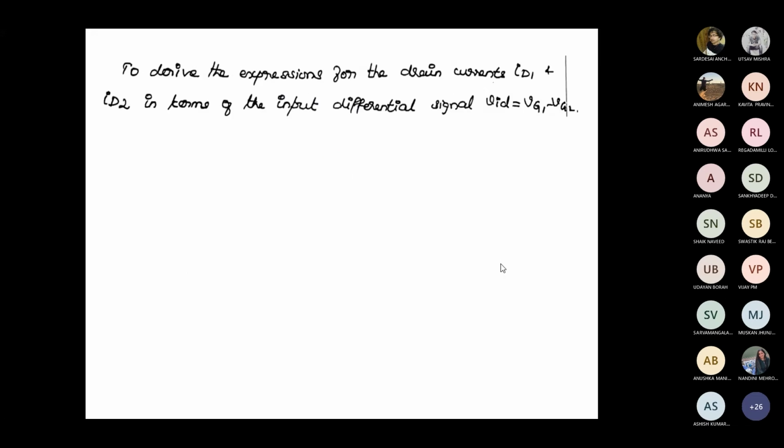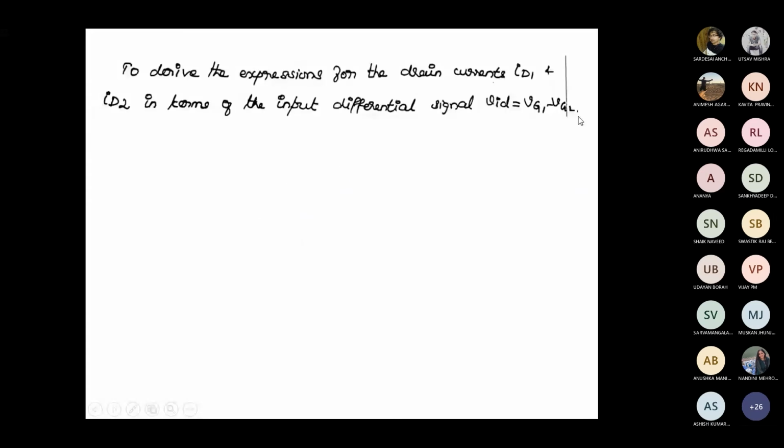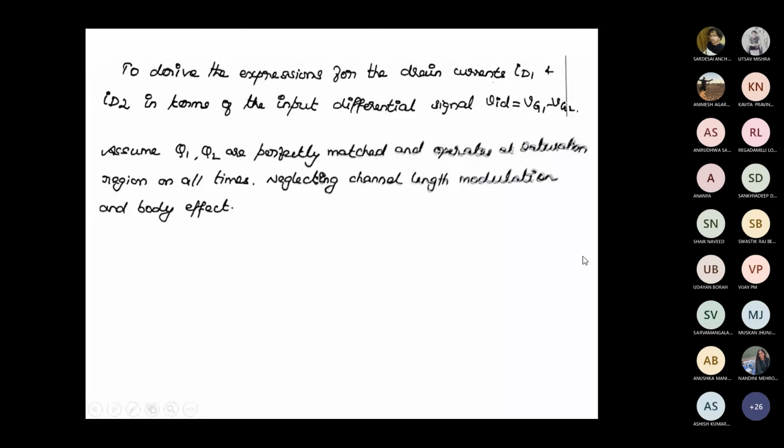Now, we are going to derive the expression for the drain currents ID1 and ID2 in terms of the input differential signal VID. So VID is the difference between the two input voltages VG1 and VG2, with respect to the gate of both MOS transistors. So VID is VG1 minus VG2. So assume Q1 and Q2 are perfectly matched. Always for the differential amplifier, both the transistors should be matched and operating in the saturation region at all times, neglecting the channel length modulation and the body effect. So we are not considering the other effects. We are considering both the transistors are perfectly matched.